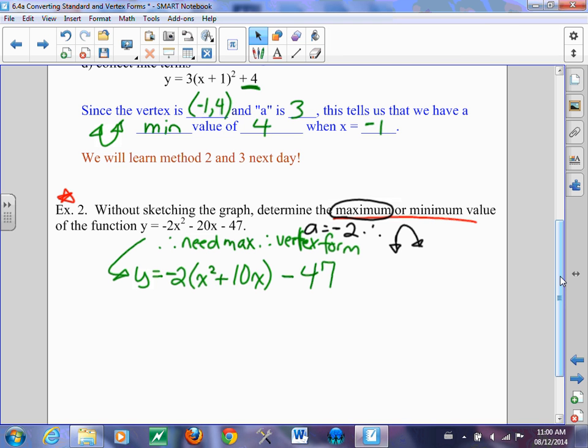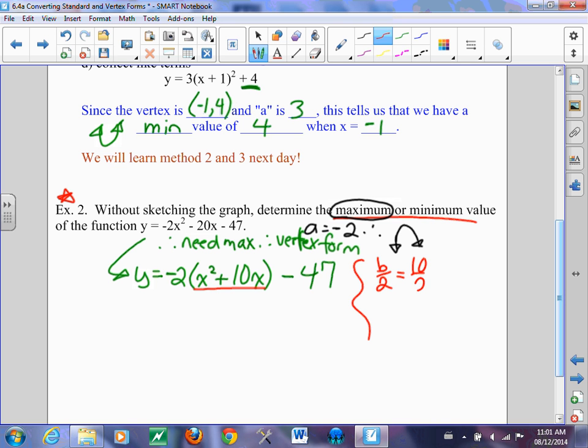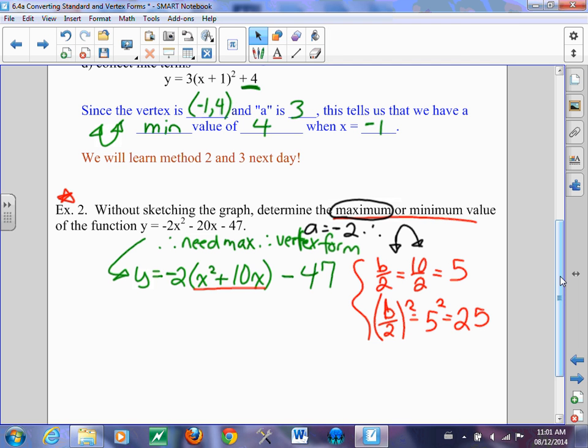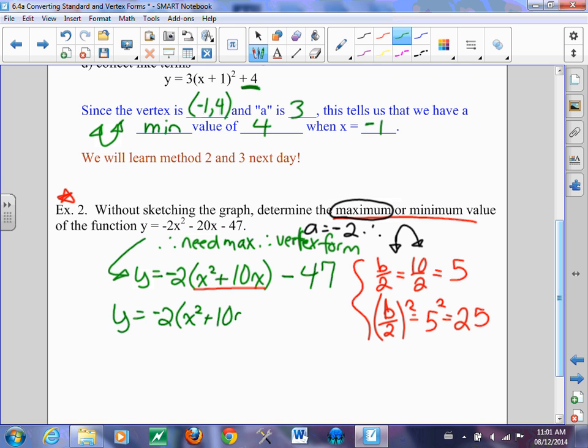Next step, ladies and gentlemen, is, again, we want to get a binomial squared inside the bracket, so we've got to find that third and magic term. So you're going to go b divided by 2, which equals 10 divided by 2, which equals 5. And then don't forget to take that b divided by 2 and square it, which equals 5 squared, which equals 25. That's the number we're going to add and subtract into the bracket. So I'm going to leave some room and I'll put it in a different color so that you can see that. So just give me a second with that.